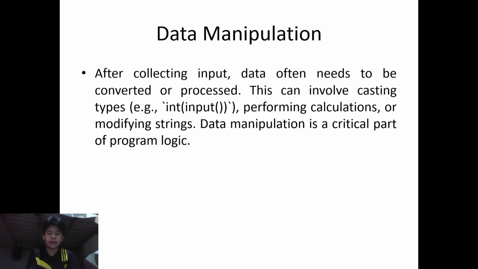So, data manipulation. After collecting input, data often needs to be converted or processed. This can involve type casting, for example, int, open close parenthesis, input. Inside the open close parenthesis, you see the input with its own open close parenthesis, and then performing calculations or modifying strings. Data manipulation is a critical part of the program logic.